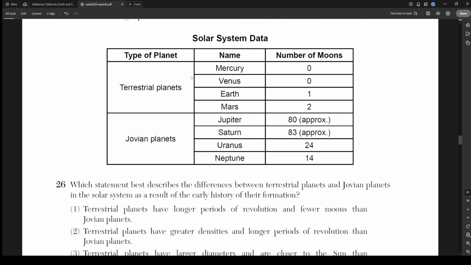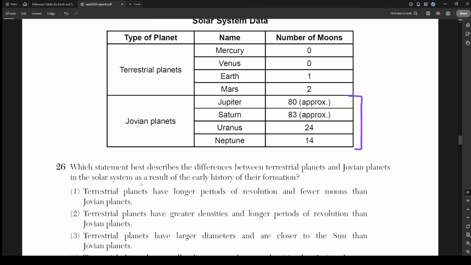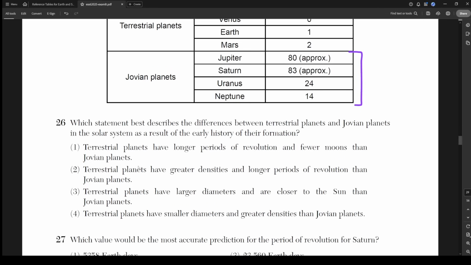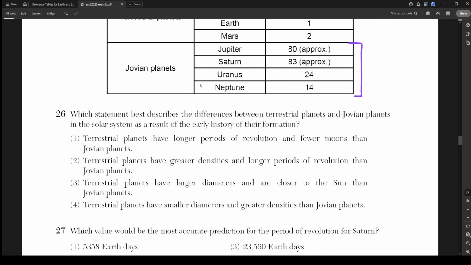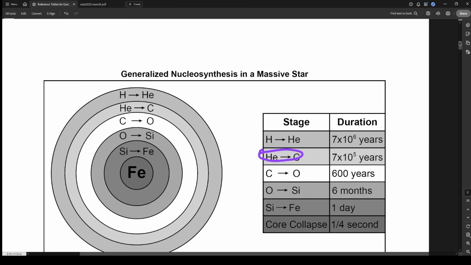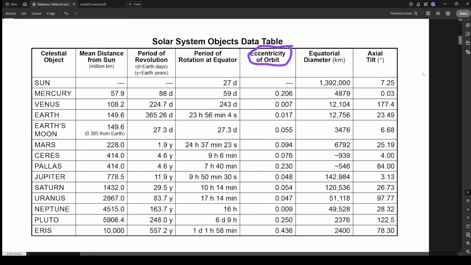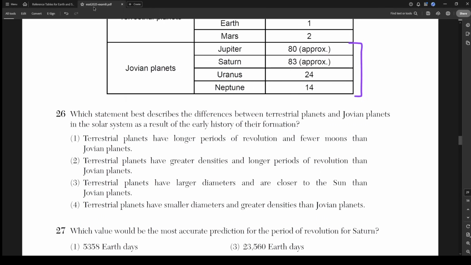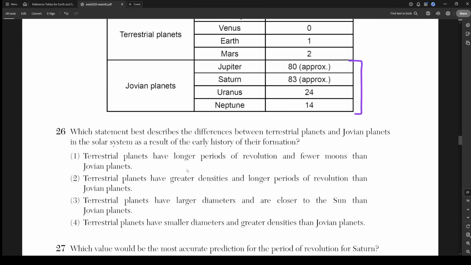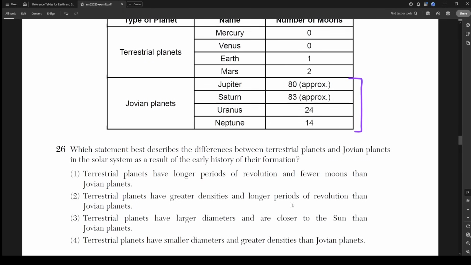Okay, so there's the terrestrial planets. Are those 4? Jovian planets are these 4. And you could obviously see that these have way more moons. Which statement best describes the difference between the terrestrial and Jovian planets in the solar system and the early formation? Okay, so we do have a table we can use for this right here. I don't know if it's going to help us. Terrestrial planets have longer periods of revolution and fewer moons, so we definitely know terrestrial planets have fewer moons.